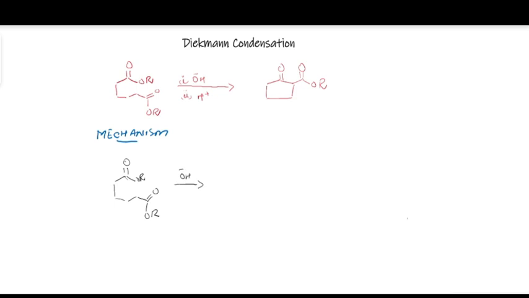And now you know that base can abstract any acidic protons. So we have two sites here. These alpha protons, they are acidic, and so are these alpha protons next to the carbonyl. So any of these four protons may be abstracted by the base to form an enolate.